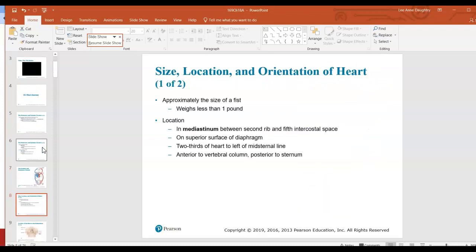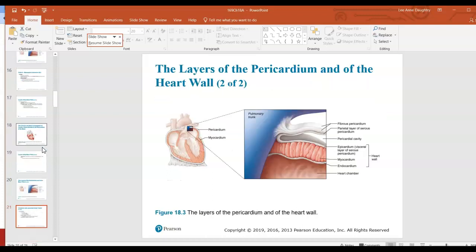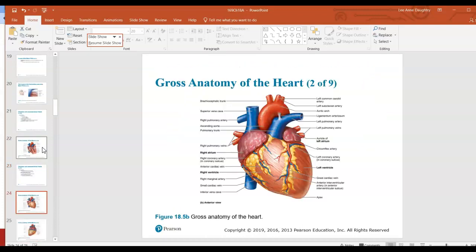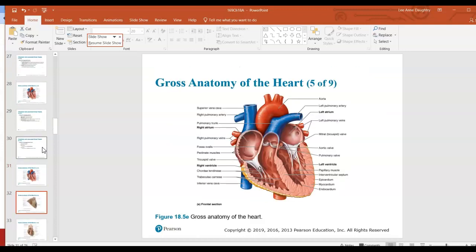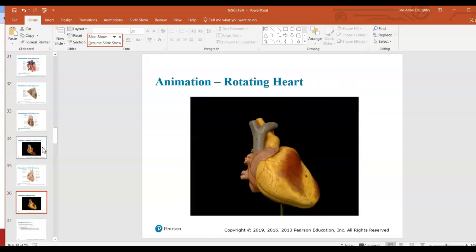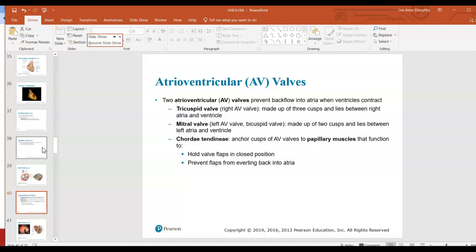The first thing I want to do is show you some structures that are found in the fetal heart while the baby is still developing and growing, and what they're called in the adult.